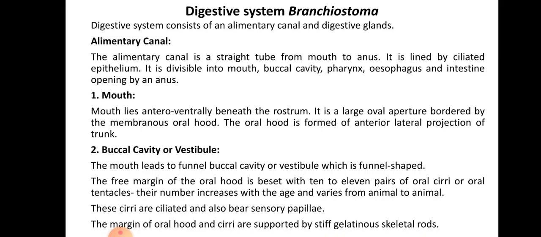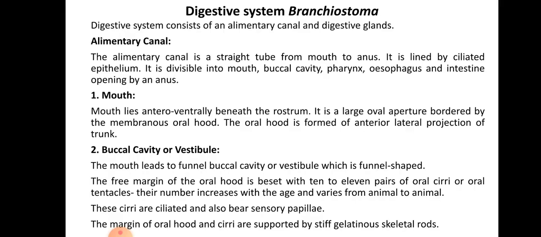Now the next structure is the oral hood and buccal cavity. The oral hood is formed by the dorsal and the lateral projections of the anterior end of the trunk. This oral hood or buccal cavity contains structures like buccal cirri, also called oral cirri, vestibule, and wheel organ. Now let's understand what these oral cirri or buccal cirri are.